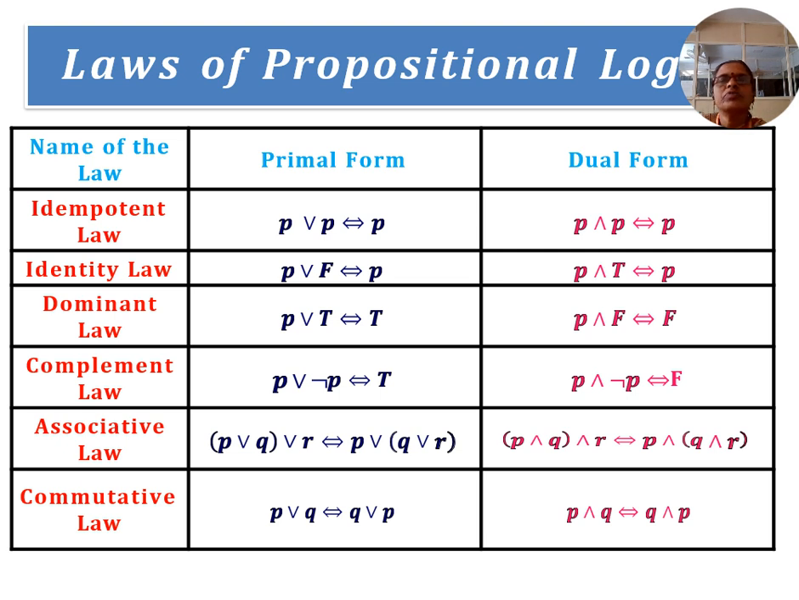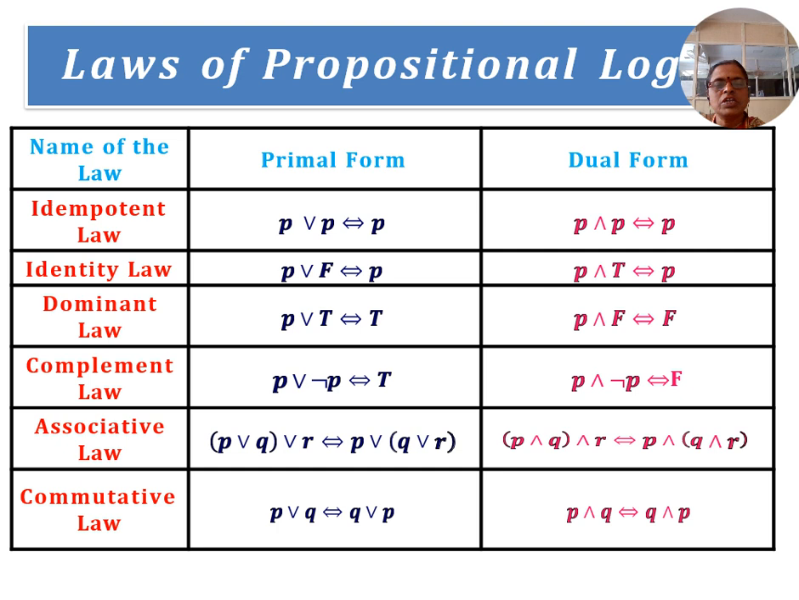And what are the laws of propositional logic? The first law, idempotent law. There are two forms, primal form and dual form. P or P is equivalent to P, P and P is also equivalent to P. Second law, identity law: P or F is equivalent to P, P and T is equivalent to P. Dominant law: P or T is equivalent to T, P and F is equivalent to F. Complement law: P or negation P is equivalent to T, P and negation P is equivalent to F.